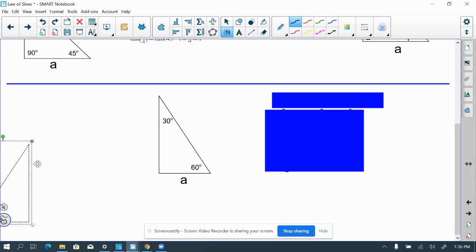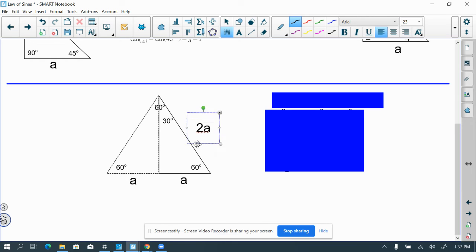Something very clever. I did not think of this. Someone else did. You could just redraw this triangle. And what does that give you? That gives you an equilateral triangle, 60, 60, 60. And if you have an equilateral triangle, then this little side, if that's A, then this little side is A. That means the whole thing is 2A. So I'm just going to go back up here and label this 2A. So this little guy's A, the hypotenuse is 2A, and now I can use Pythagorean theorem again.